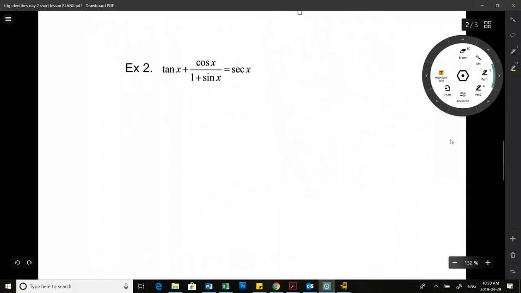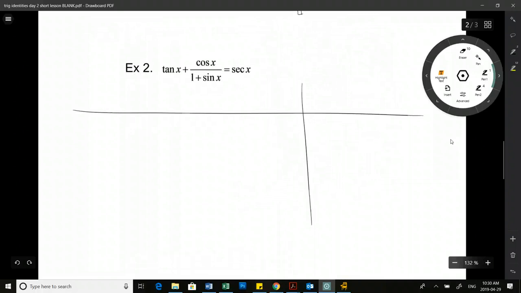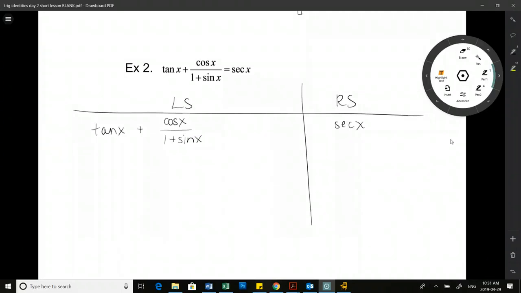Okay, let's try another one. So we don't have any squareds or anything like that in here, so I think we won't really be able to use those Pythagorean identities like we did in our first example. So I think our best route, like I said, 95% of the time this will be the best route, is to turn everything in terms of sine and cosine and then just see what we can simplify.